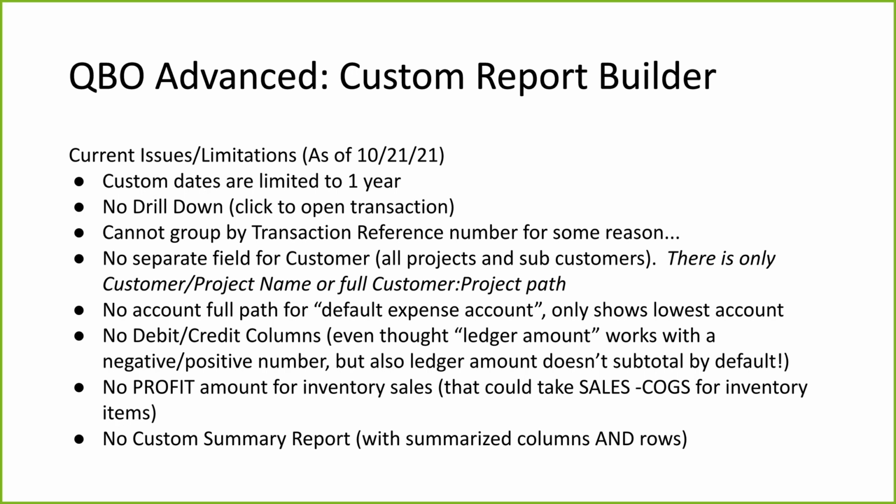No profit. Now, this is more of a big ask, but I would love to see a field for profit, something that takes the sales minus COGS in an inventory transaction. So you can see sales and COGS separately, but you don't get to see them as a net. So I would love to see them as a net. That would be nice. And then no custom summary report. So that being said, with all these negatives that I'm mentioning, I gotta tell you, it's an awesome tool compared to having nothing on the custom report side.